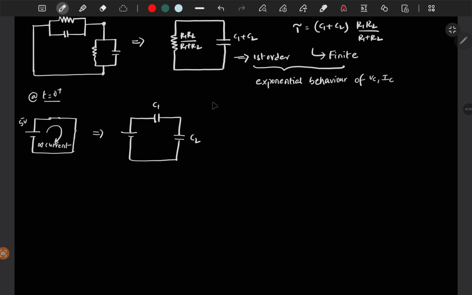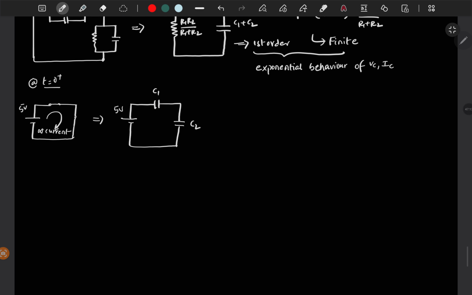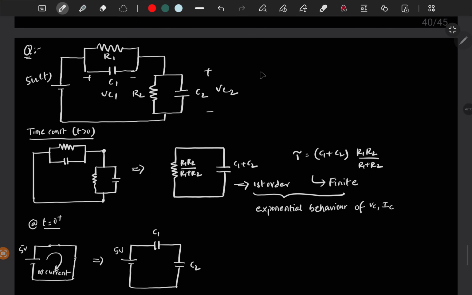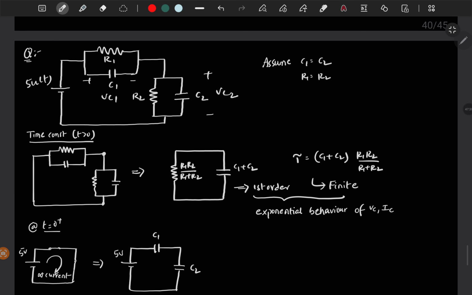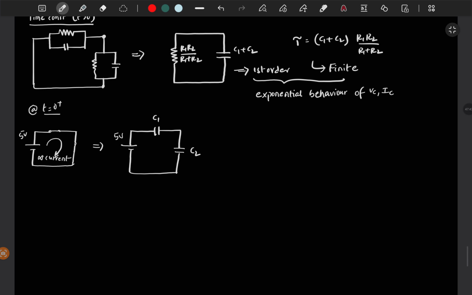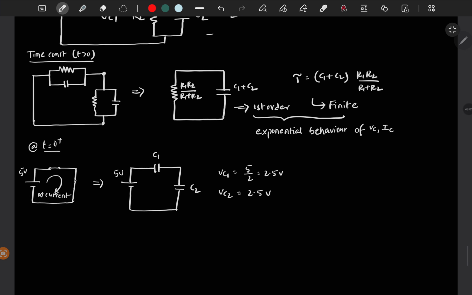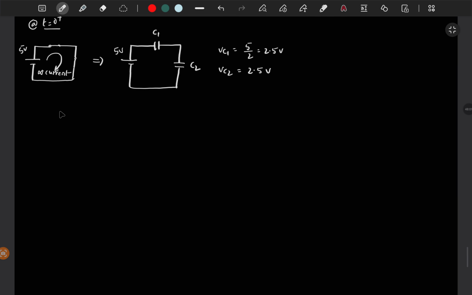So this is C1, this is C2, and here also we can assume, suppose for this problem assume C1 is equal to C2, R1 is equal to R2. Maybe later we can discuss what happens if those two are not the same, like R1 C1 greater than R2 C2, or some combinations. We can discuss how to get those combinations and what will happen in the circuit. So VC1 is 5/2, which is 2.5, since these two are the same, and VC2 is also 2.5 volt. So this is at t is equal to 0 plus.